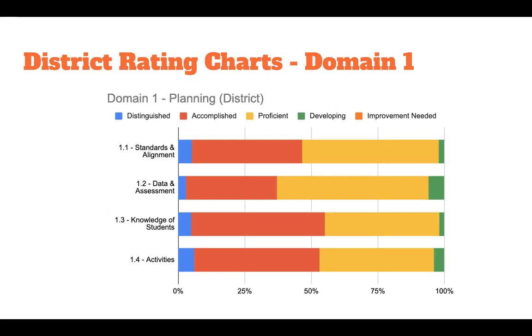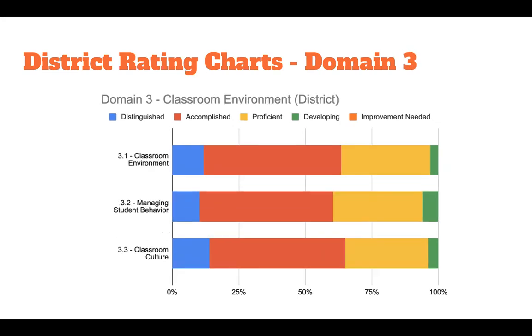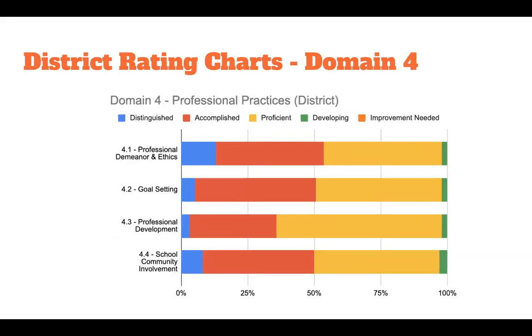I can see as a district, there's a little bit of distinguished, quite a bit of accomplished, and a whole lot of proficient. And how does my campus compare to that? Am I way up above the district? Am I way below the district? Am I kind of in line? Did it again for domain 2 with instruction. You can see how the numbers played out for us. And then finally domain 3, and lastly domain 4.